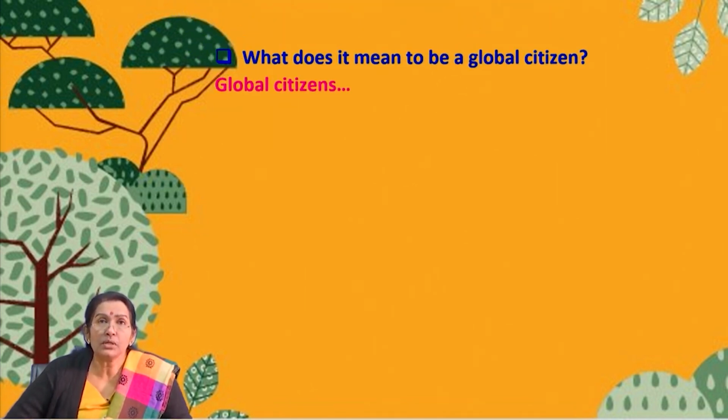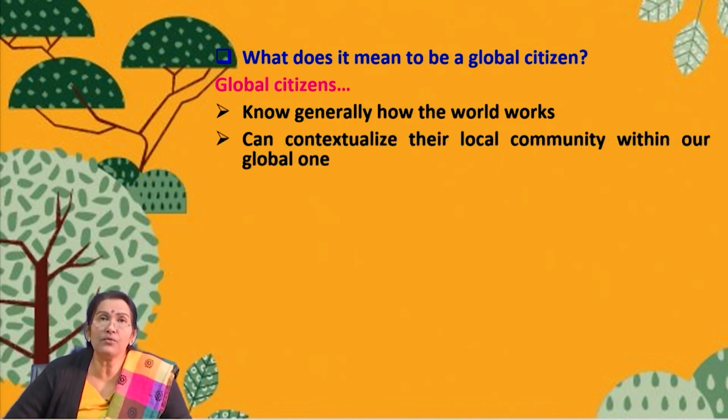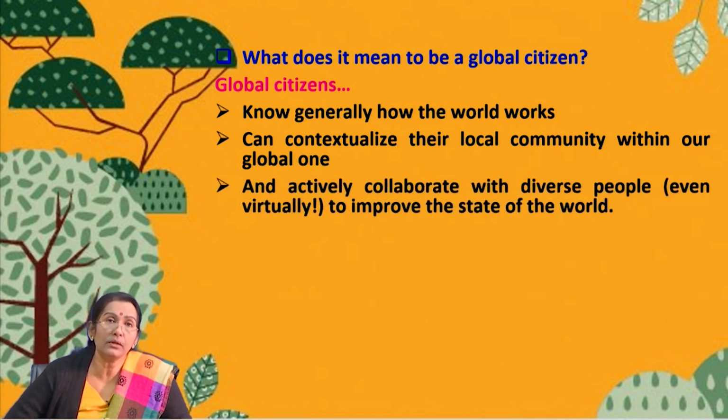Now the next question is what global citizens are supposed to do, what it means to be a global citizen, how they should behave, and what characteristic attributes they should possess, learn, and acquire. They are aware of and know generally how the world works, not just India, but Asian, European, African countries, all the countries, how different parts of the world and different governments perform. They better understand this, and they can contextualize their local community within the global context.